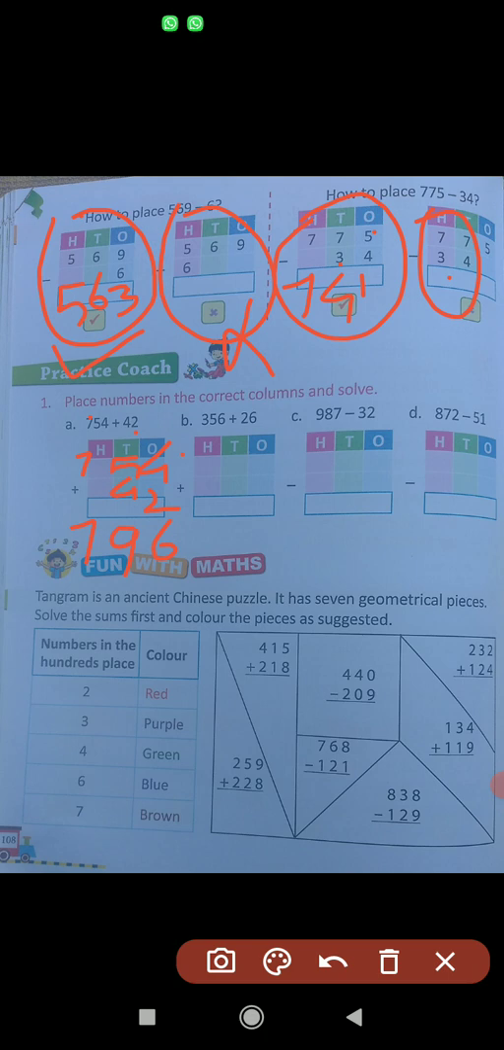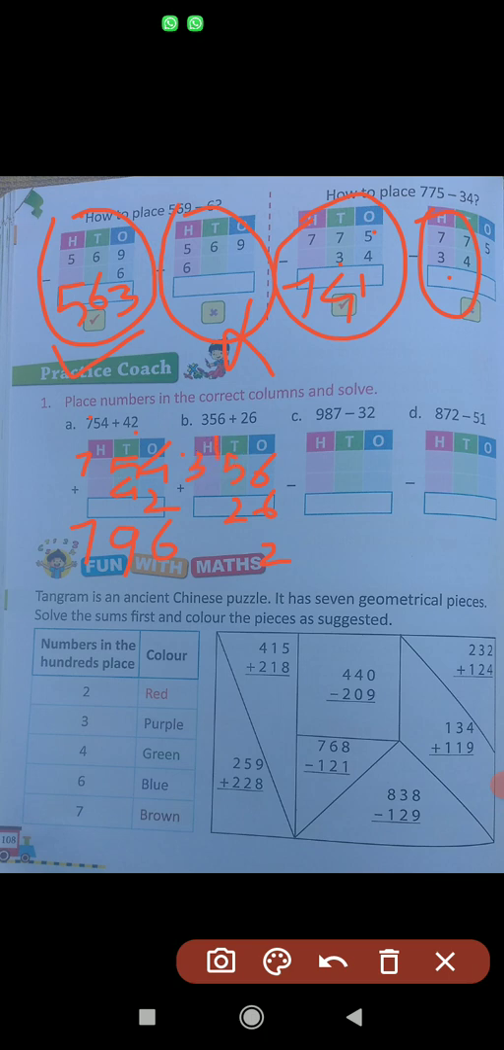Next, B, 356 plus 26. Write the numbers in the correct columns. 3 in the 100 place, 5 in the 10 place, and 6 in the ones place. And then write 26. Okay. Now add the ones place numbers. 6 plus 6 is equal to 12. We can't write 12 directly in the ones place column. So we have to take 2 of 12 and the remaining 1 will be carried to the 10 place.